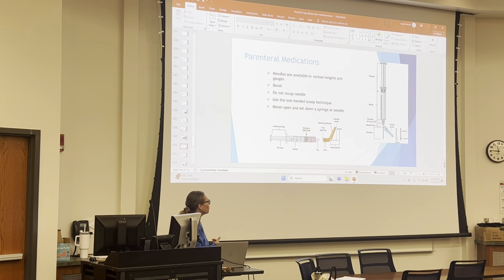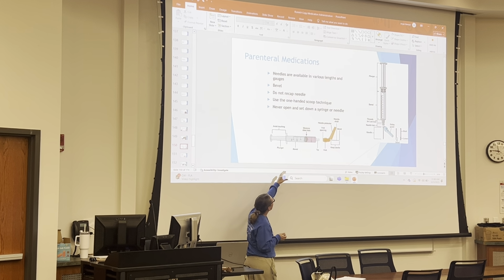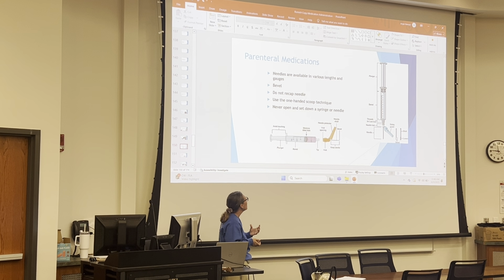Alright, so we did oral, and then we did topical, so the third and last category is parenteral. Okay, so that's gonna be our injections. So here's just some vocab, a breakdown of our equipment. So here is the barrel of the syringe, or the main part of it that's gonna hold your medication. This part here is the plunger.